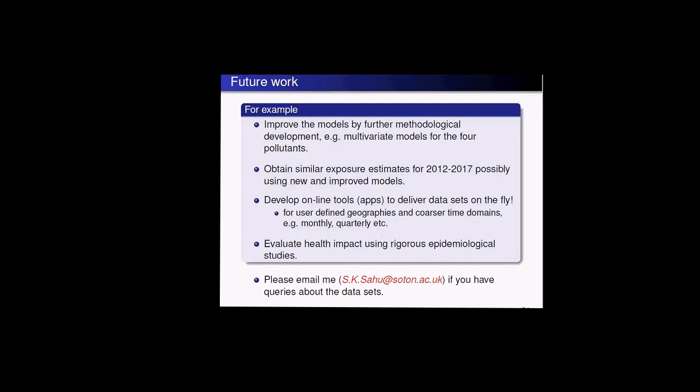And evaluate health impact using rigorous epidemiological studies. There may be many health outcomes or health endpoints that we need to look at and see if they correlate with the air pollution levels that we publish. So with that, my email is there, sk.s.k.sahu@southampton.ac.uk. I'll be very happy to receive your queries regarding this. So thank you very much.